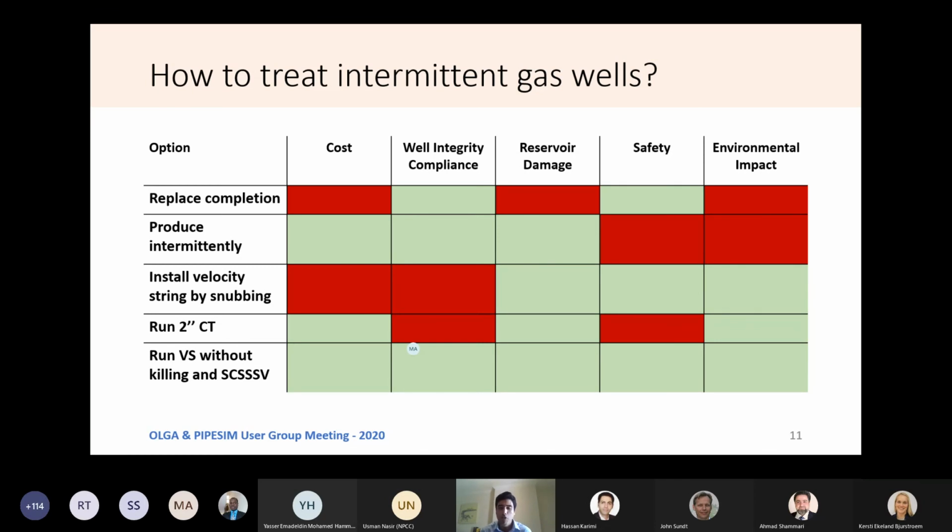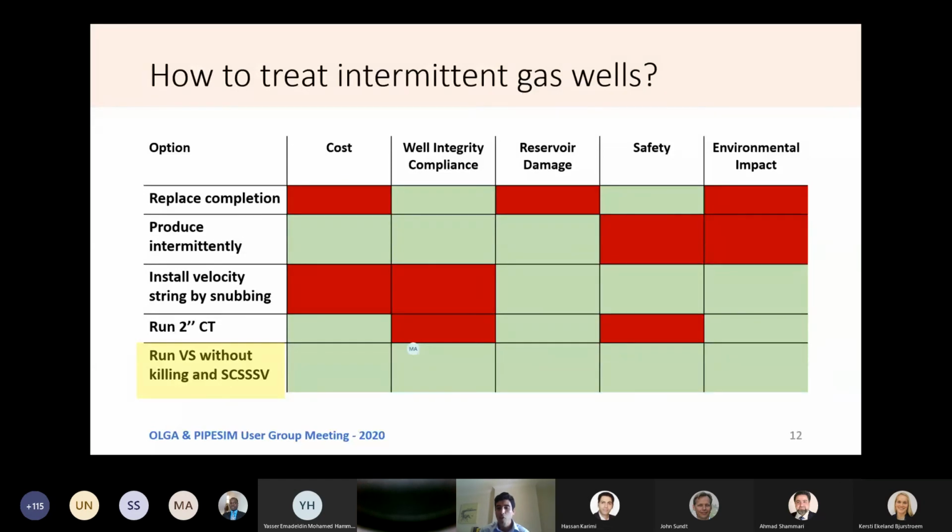And install a velocity string using a snubbing unit, or run 2-inch coil tubing. However, all of these options have disadvantages. The major disadvantages relate to health and safety, overriding the subsurface safety valve, not complying with the well integrity standard, and killing the reservoir during operation, with its considerable loss of productivity.